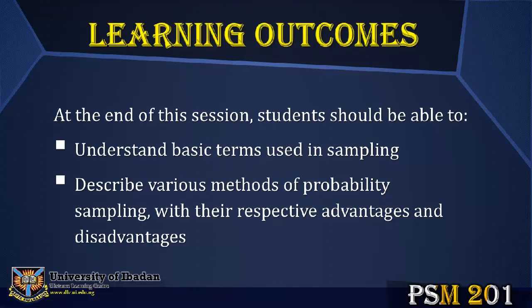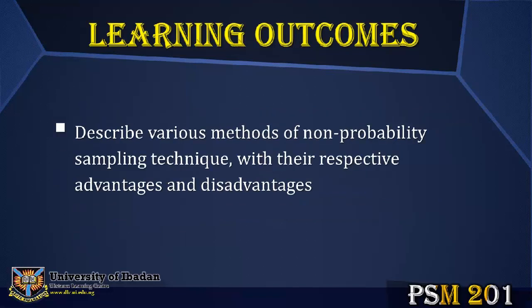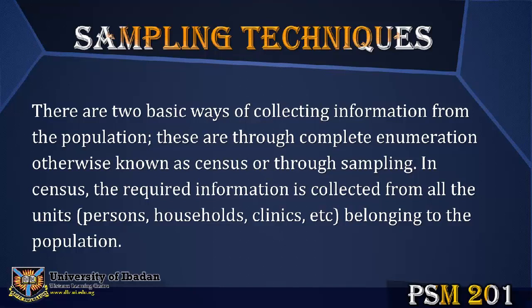Learning outcomes of study section 4. At the end of this section, students should be able to understand basic terms used in sampling, describe various methods of probability sampling with their respective advantages and disadvantages, and describe various methods of non-probability sampling technique with their respective advantages and disadvantages. Sampling techniques. There are two basic ways of collecting information from the population.